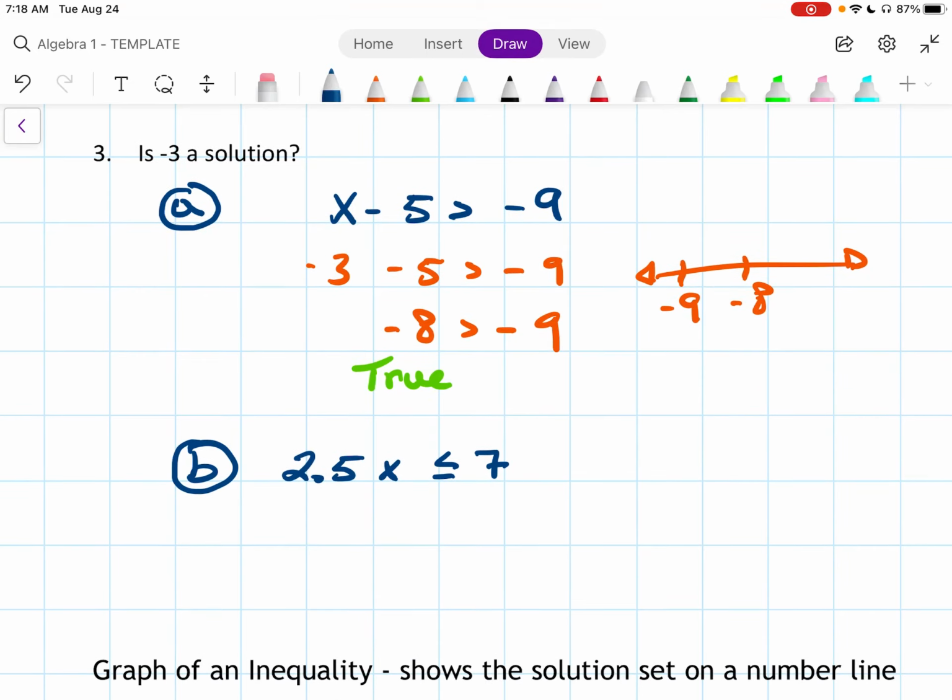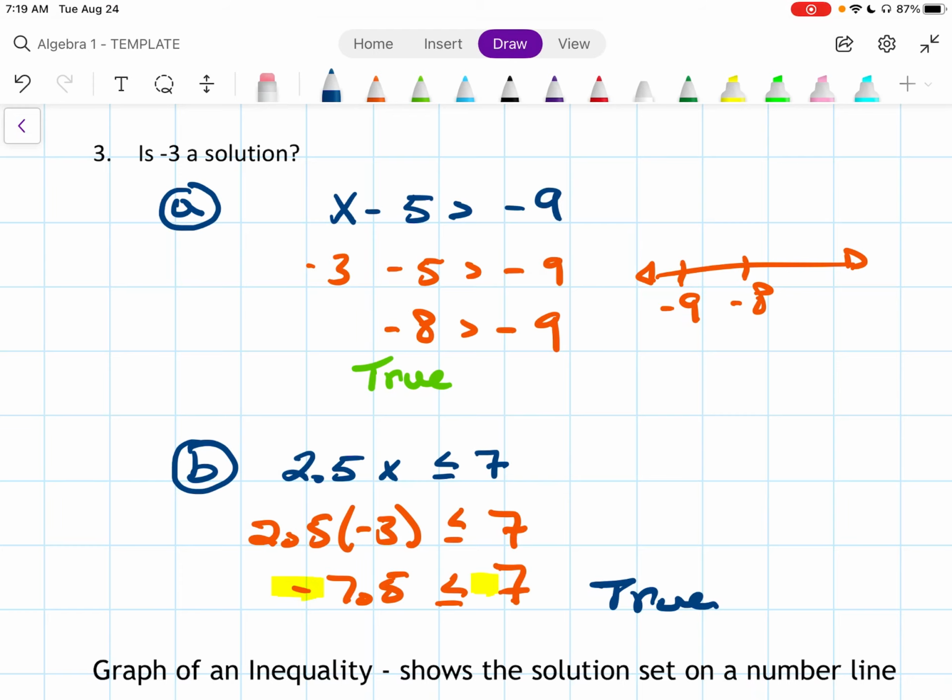Number B, we've got 2.5 times -3 is less than or equal to 7. Well, 2.5 times -3, what's that going to be? 5, 6, 7.5, -7.5 is less than or equal to 7. Well, negative is less than or equal to positive, right? If you ignore the actual numbers, there's a negative, and then that one has nothing, so it's positive. The negative is less than the positive. Well, yeah, this is true.